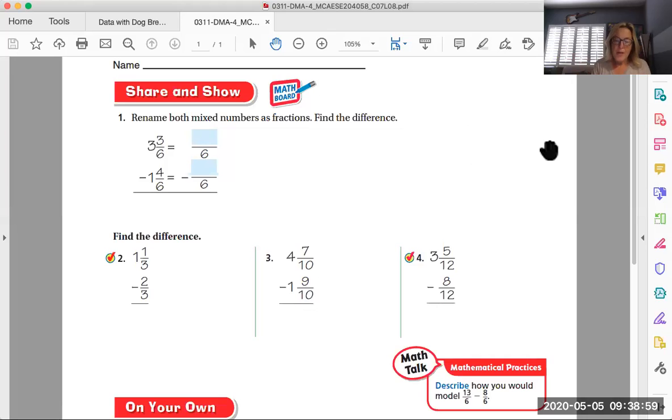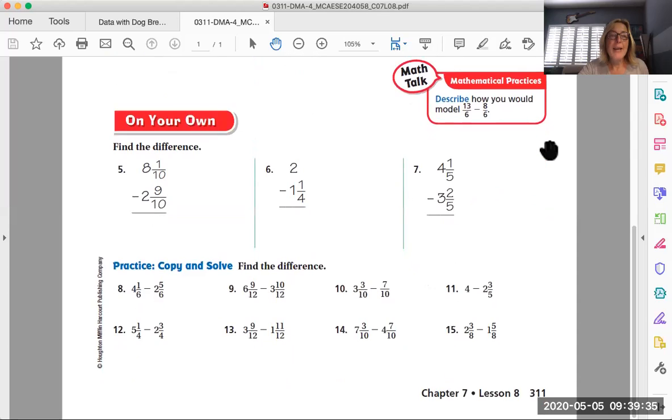All right, so in your book on page 311, that is going to be your assignment today. And I just want to show you quickly a couple of things. First of all, on number 1, it says to rename both mixed numbers as fractions. So that's that method I just showed you. So you're going to turn 3 and 3/6 into a fraction of 6, and 1 and 4/6 into another fraction of 6, and then you'll subtract them. Okay? Now, on these other problems, numbers 2, 3, and 4, you can use whichever method you prefer.